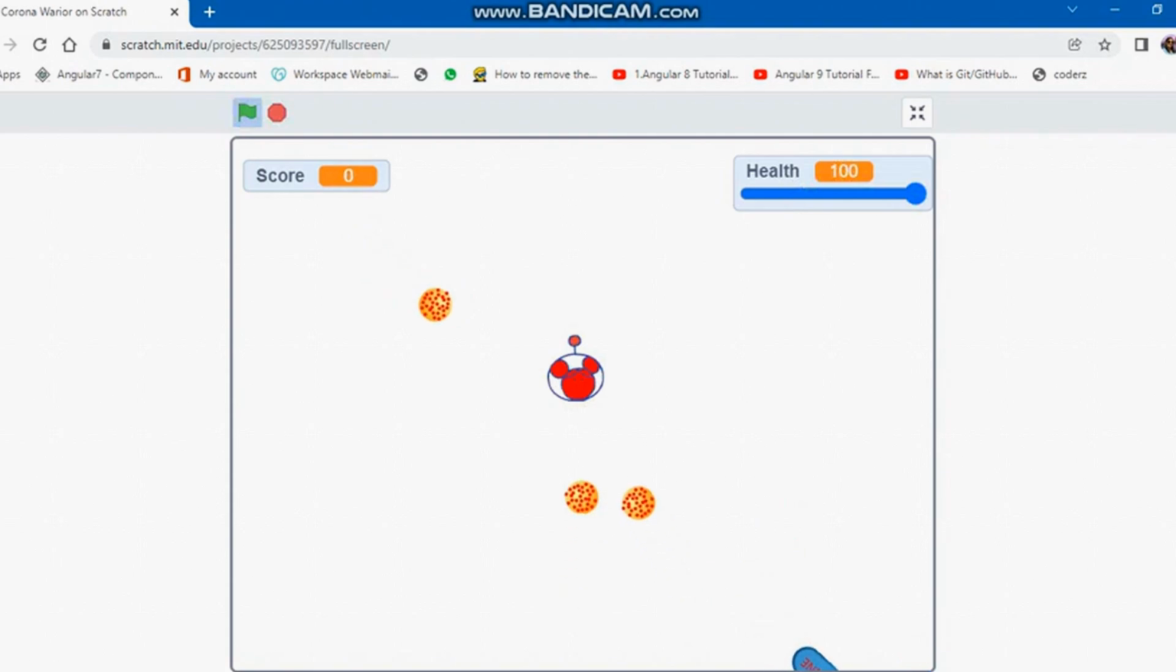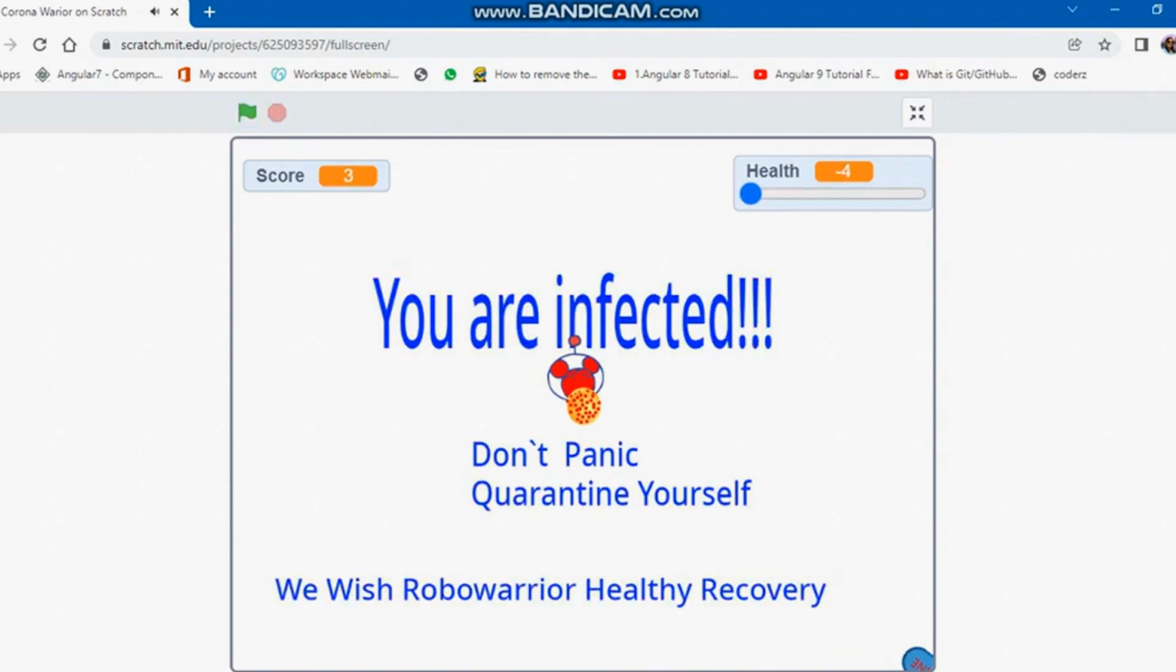But when the health is 0, I'll show you. It displays a background and stops the game. There is something written on the background, that is, you are infected, don't panic, quarantine yourself. We wish Robo Warrior a healthy recovery. As it is for game over, the game gets over as the health decreases below 0.